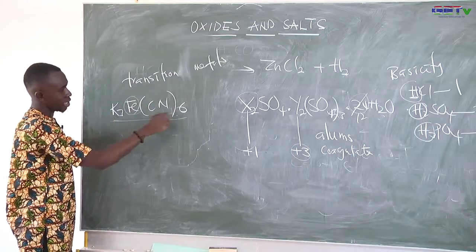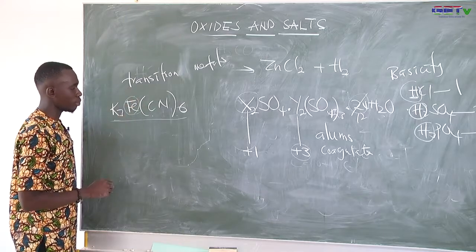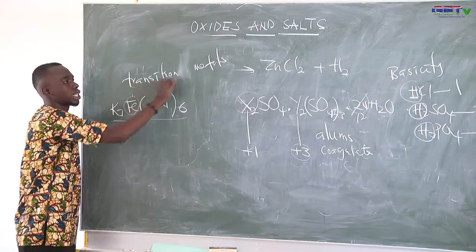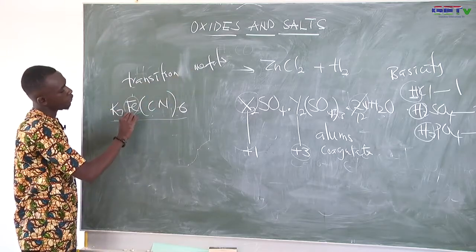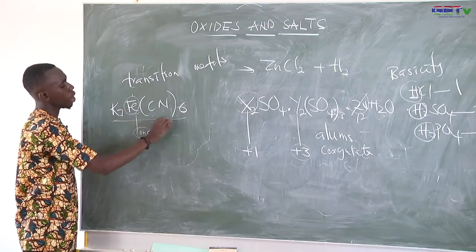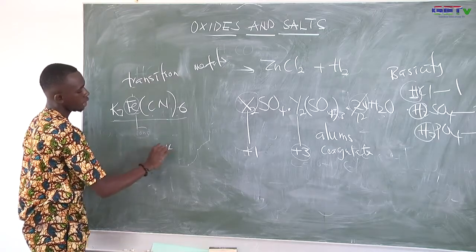This potassium hexacyanoferrate(III) is an example of a complex salt because it contains iron. And iron is what? A transition metal. So one of the properties of transition metals is they form complex ions. So when the complex ion is contained in the compound, the compound also becomes complex.